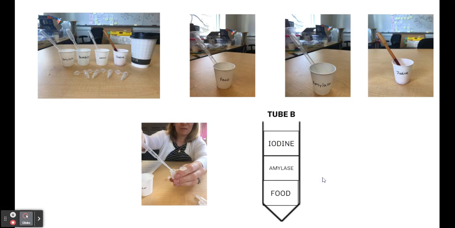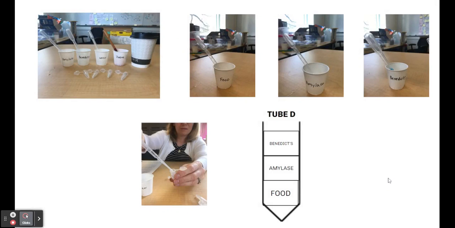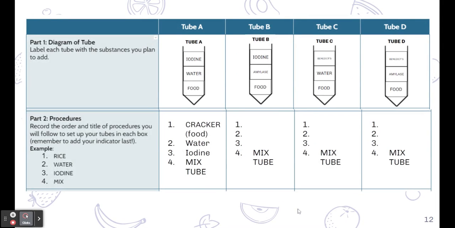Tube B, we're going to add the food, then amylase, and then iodine. Think about what this condition is testing for. Our next tube will have food, water, then Benedict's, and the last will have food, amylase, and Benedict's. All right, so your tubes should all be filled in.